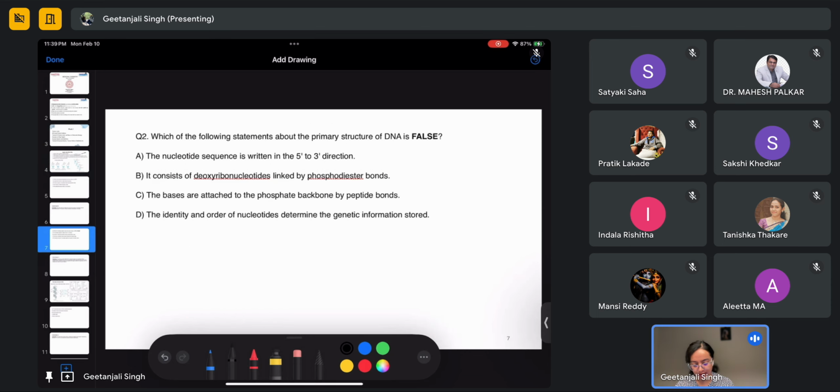So obviously the third one is wrong. The identity and order of nucleotides determine the genetic information stored. Well, this is a correct answer because the sequence of DNA determines the codons, and the codons code for the amino acids, and these amino acids form the protein structure. So the sequence of nucleotides determines how the information travels from DNA to protein.